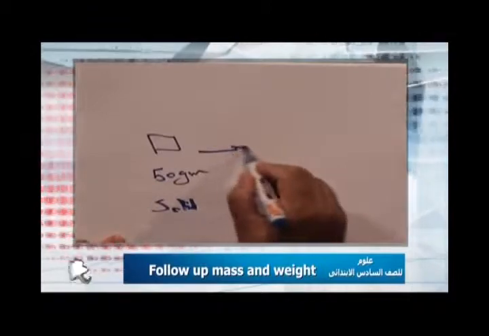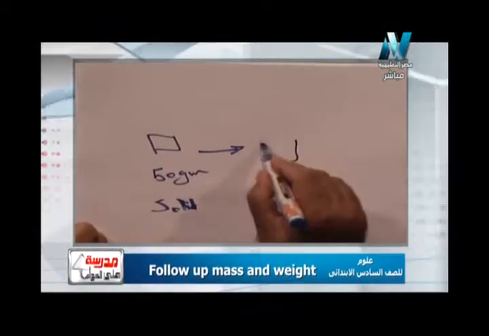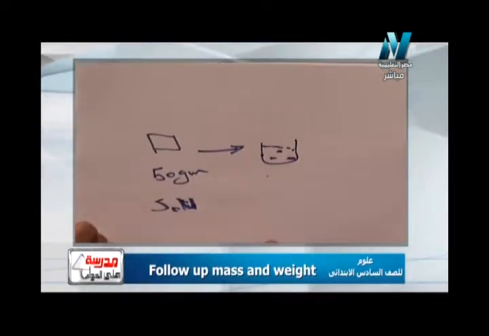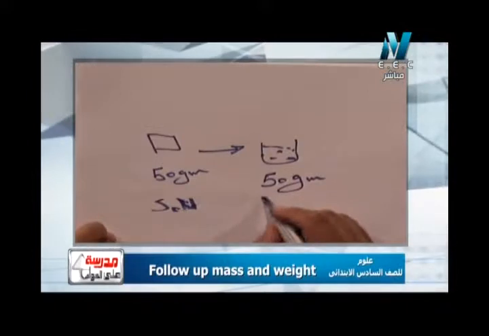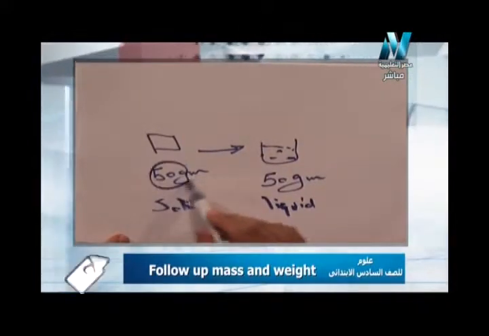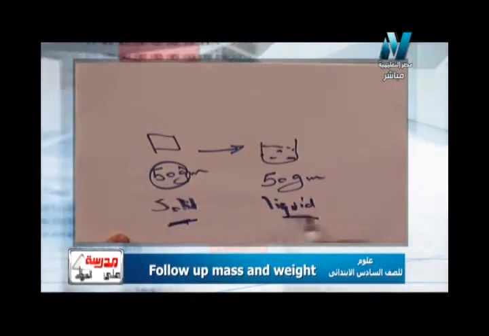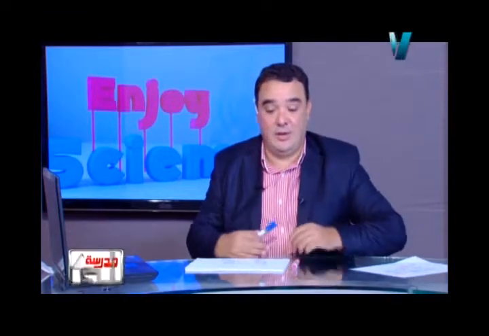What happens if I put this cube of ice in a beaker of water? It will change into water. So what about its mass? Its mass will be 50 gram too. What's its state? It's liquid here. So mass doesn't change from changing solid to liquid. Again, mass doesn't change if we change matter from solid to liquid, or from liquid to gas, or from gas to liquid, or from liquid to solid again.